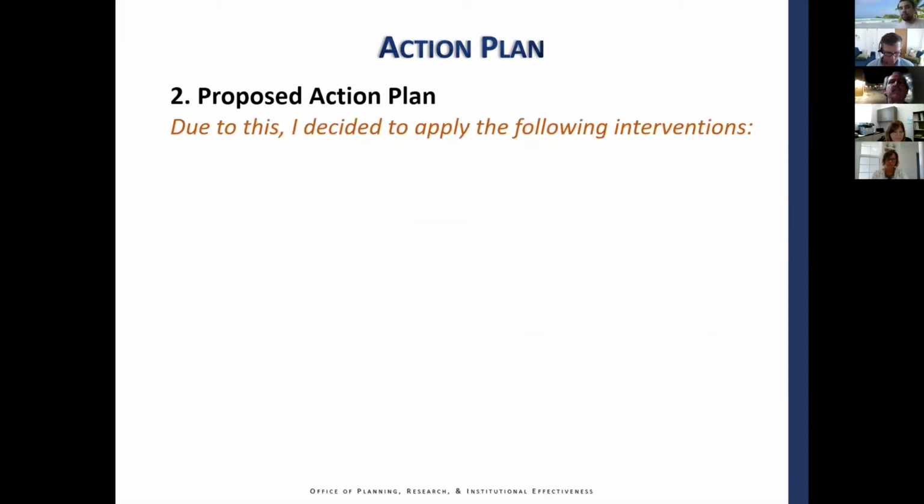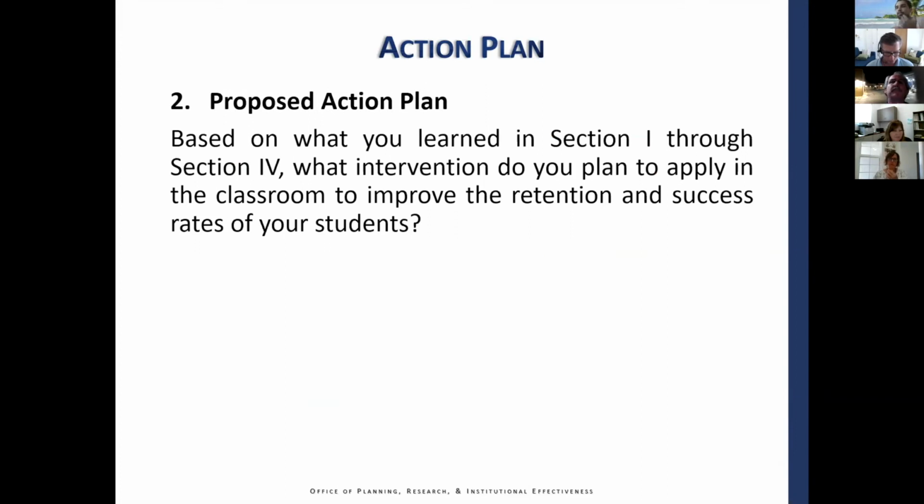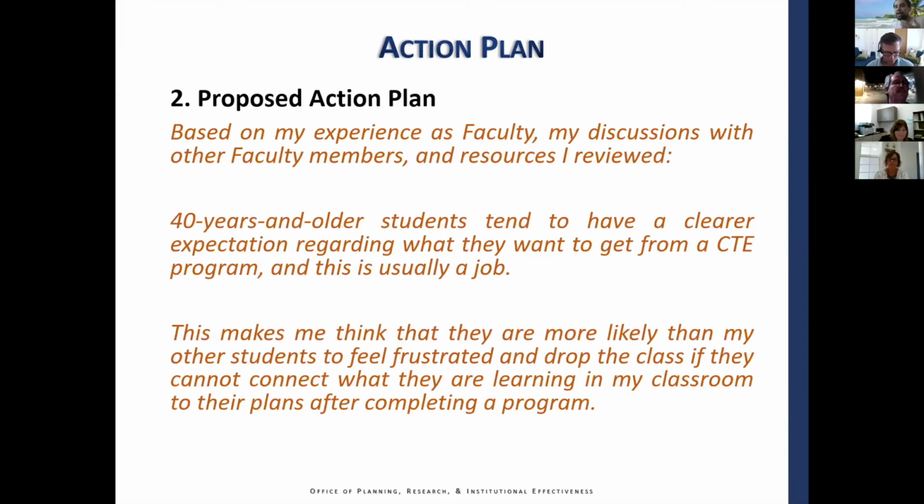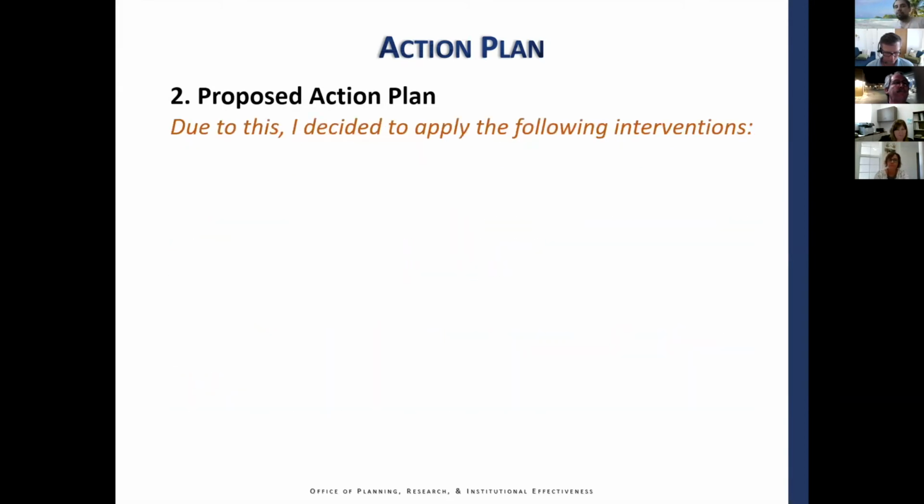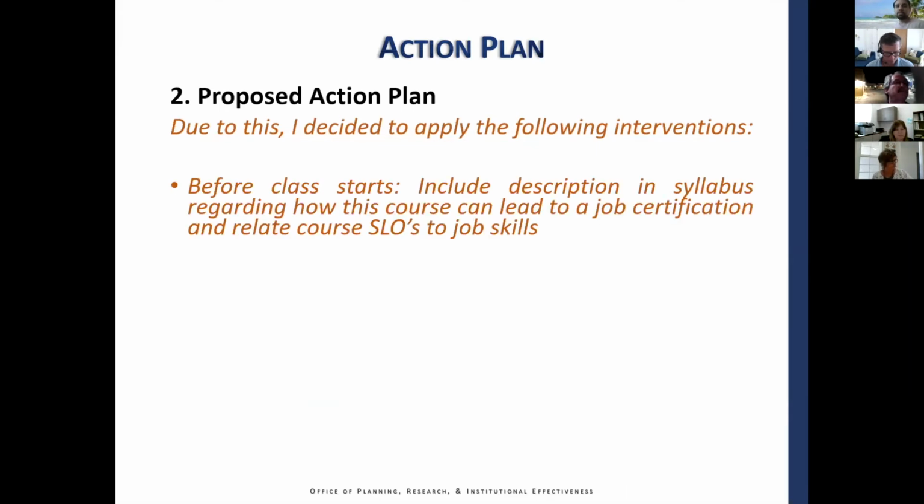So remember, the question was, what is the intervention that you will apply? I put this as my background, like this is where I am coming from, but now this is my intervention. In this case, I'm going to do three things. One thing that I'll do before the class starts: I'm going to include a description in the syllabi regarding how this course can lead to a job certification, and I will also relate the course's goals to job skills in a way that when students look at the syllabi, it is clear how this is going to help them find a job. But I'll be careful not to say in the syllabi, this is going to give you a job, so I'm going to try to find that balance. That is something that I'll do before the class starts.